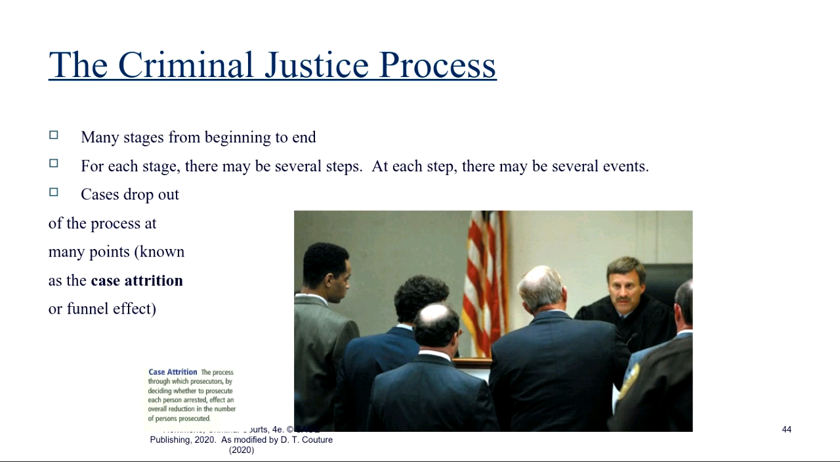So reminders, many stages, 6 to be exact, many steps from beginning to end. Cases drop out of the process all along the way. That, you might remember, is called case attrition. The criminal justice funnel, which is wide at the top but narrow at the bottom, depicts the idea that a lot of cases come in, but not many come out the bottom, at least compared to the number that came in at the top.